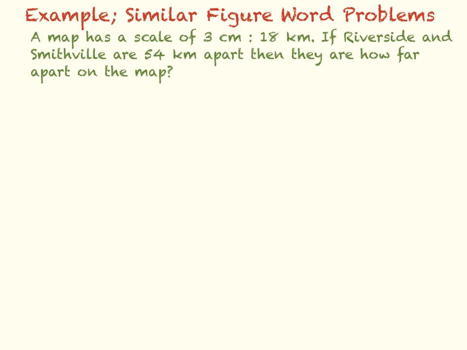In this next example, we're going to talk a little bit different. We're going to talk about a scale on a map. Scale on a map is 3 centimeters to 18 kilometers. So if Riverside and Smithville are 54 kilometers apart from each other, then they are how far apart on the map? Okay, so these are similar figures. We're talking about a real world and a map. So they're similar figures because maps match the real world, they are just smaller.